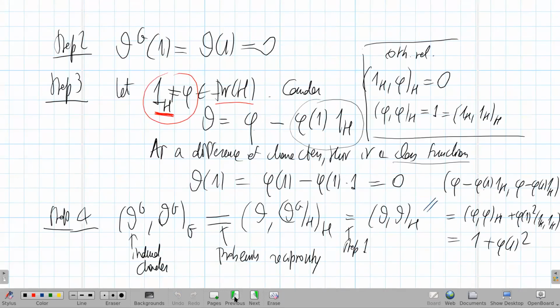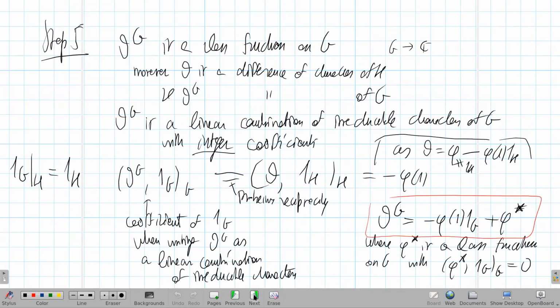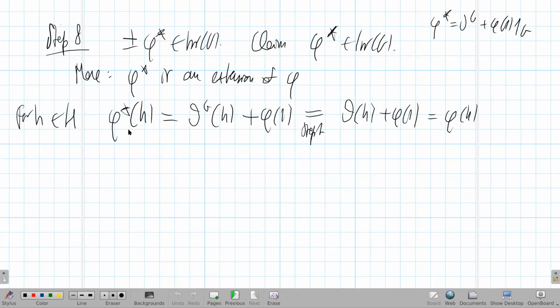This was in step 3, you see phi is theta plus phi 1 of 1h, okay? So we have proved that phi star is an extension of phi, that the values of phi star on H are the same as the values of phi. And moreover, of course, this tells you that phi star of 1 is phi 1. And this is the degree. Recall that phi is an irreducible character of H. So this is definitely greater than 0.